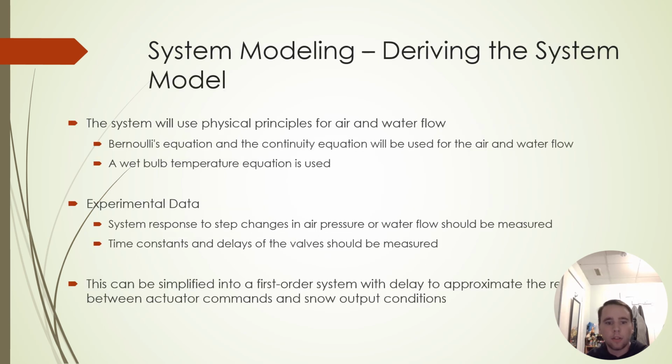So system model. So deriving the system. The system uses physical properties for both air and water. Bernoulli's equation and the continuity equation will be used for the air and water flow rates. And the wet bulb temperature equation is used to convert the humidity and ambient temperature into a wet bulb temperature.